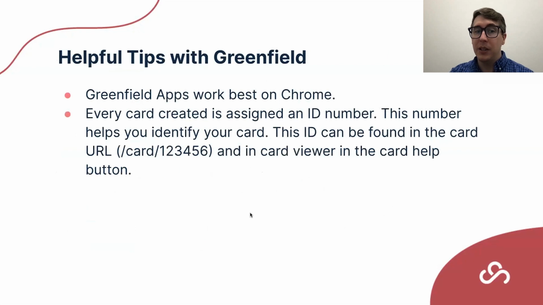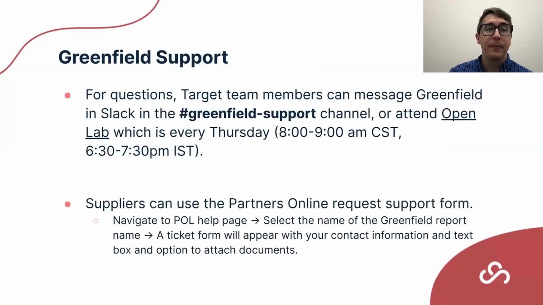That's Target's recommendation. Every card gets a unique ID number. So if you create one and then save it, you can navigate directly to it based on the card ID, and that's something you could share with team members who also have access to Partners Online. And if you have questions, if you've got a shared Slack channel with Target, they do have the Greenfield support one. You can also use the ticketing function to submit questions there.